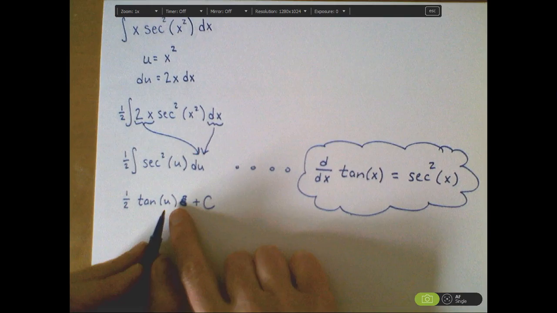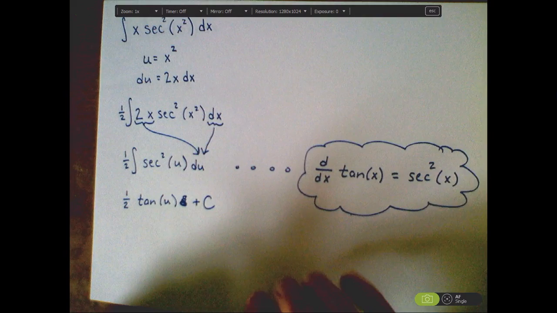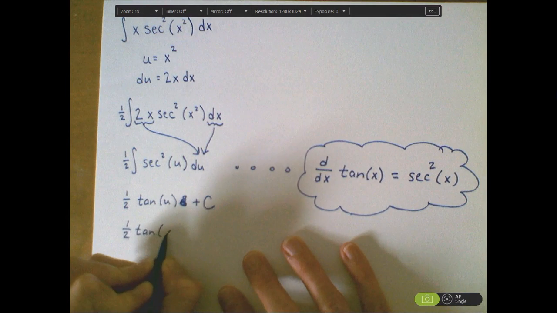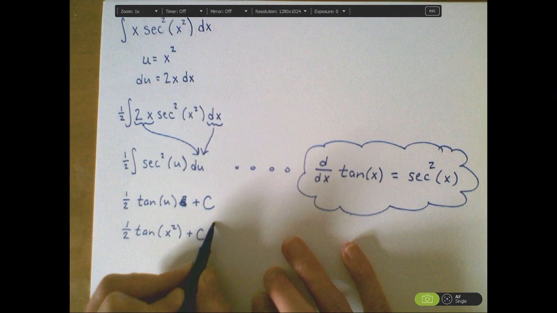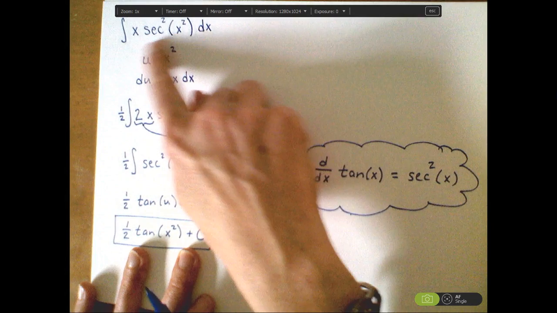And in our final step, we don't want to write this as u. We want to be able to convert back to our original function. So I get 1/2 of tangent of x squared plus c. That's my final answer. And if you'd like, you can always take the derivative of this and see if you get back your original function.